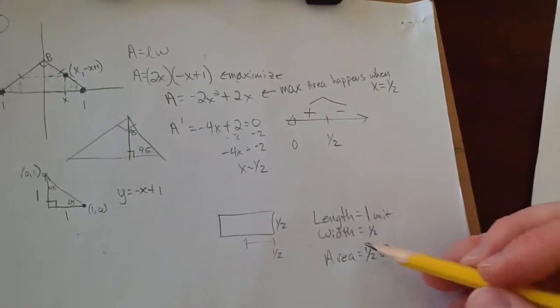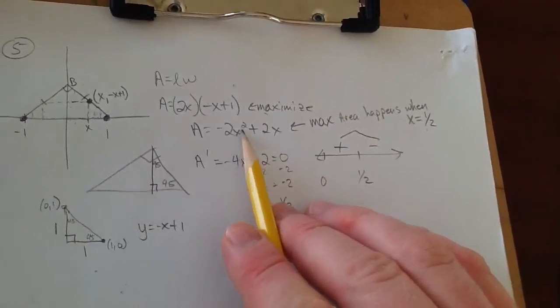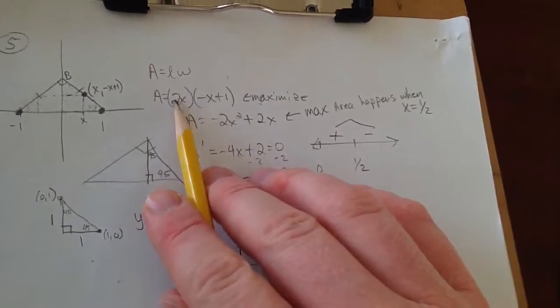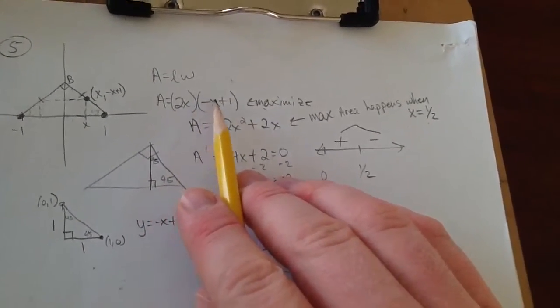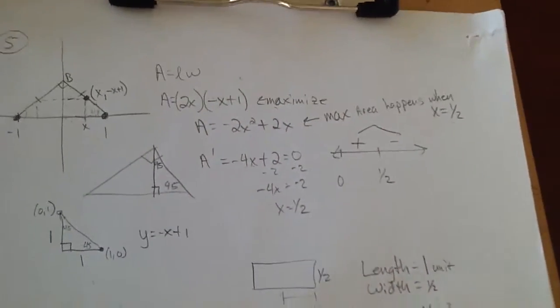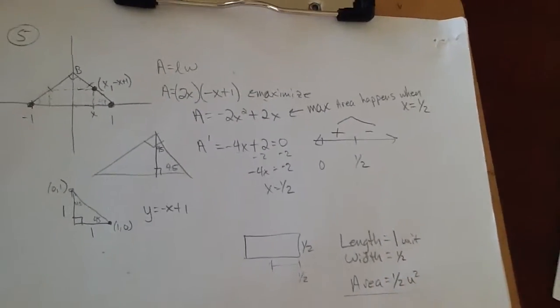Or the other way you could have got that is taking your x equals 1/2 and plugging it into your equation. Just plug it in up here, it's easier. 2 times 1/2 is 1. Negative 1/2 plus 1 is 1/2. 1/2 times 1, I get 1/2. So the maximum area is 1/2. Length is 1, width is 1/2.